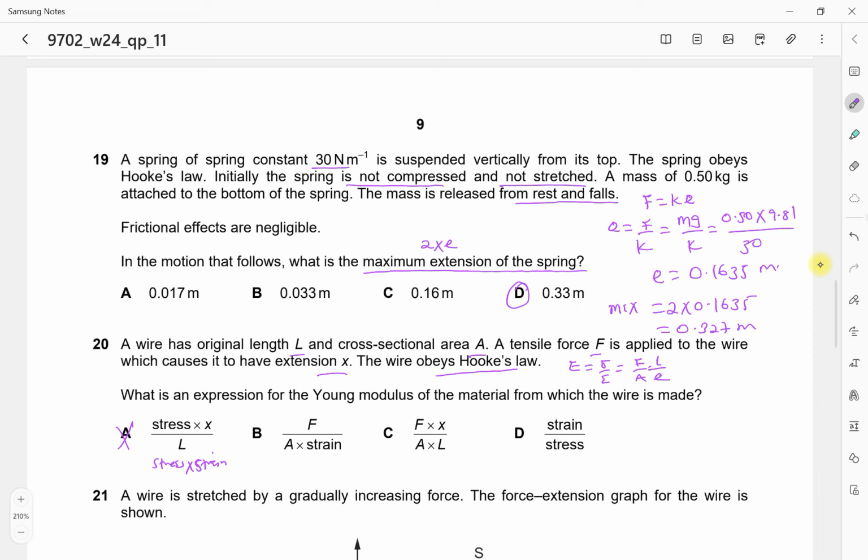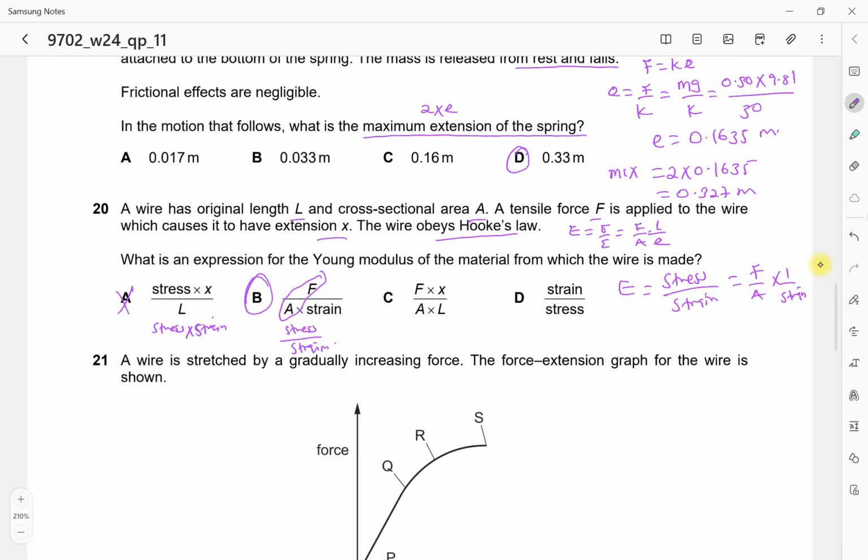Force over area, that is stress. This is stress over strain. Stress over strain, that is Young modulus. This one alone is stress divided by strain. So the answer is going to be B. That's the Young modulus, because we know that Young modulus is stress divided by strain. Stress is force over area divided by strain. So the answer is B.